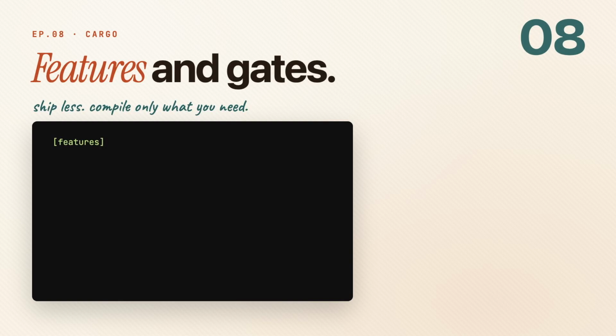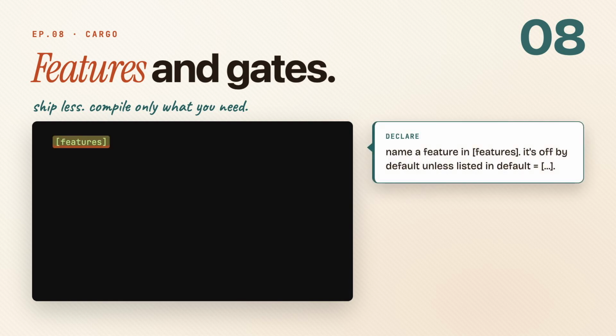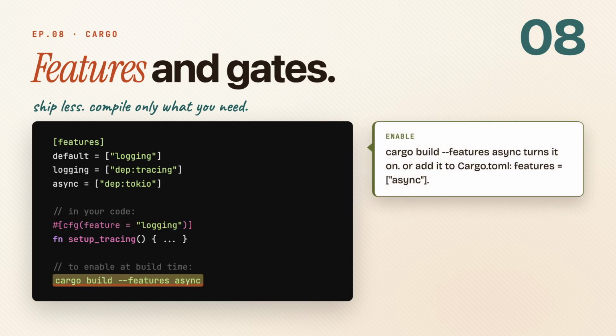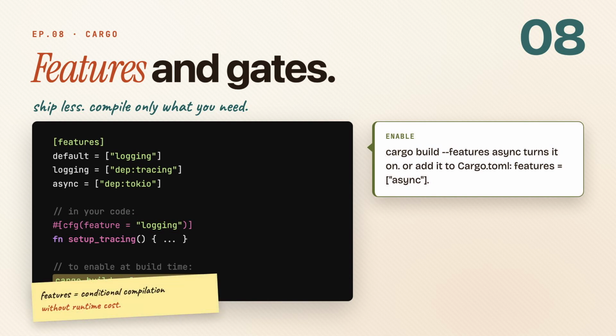Features let you gate parts of your crate behind an opt-in flag. If you declare them in the features section, the default list activates some automatically. So cfg feature equals the feature name compiles that block only when the feature is on, at compile time, not at runtime. To turn it on, cargo build features and then the name, or add it to Cargo.toml.